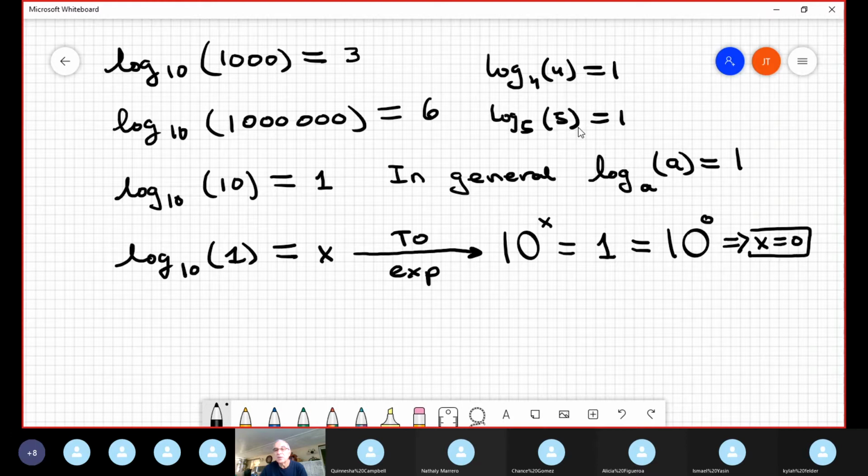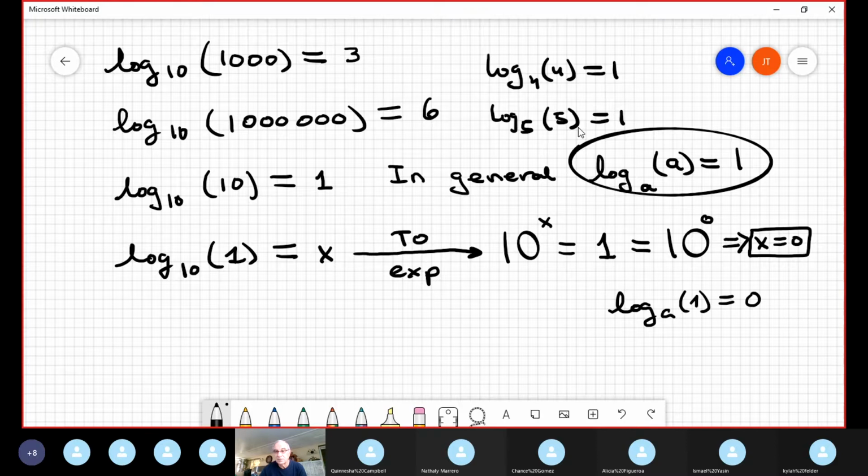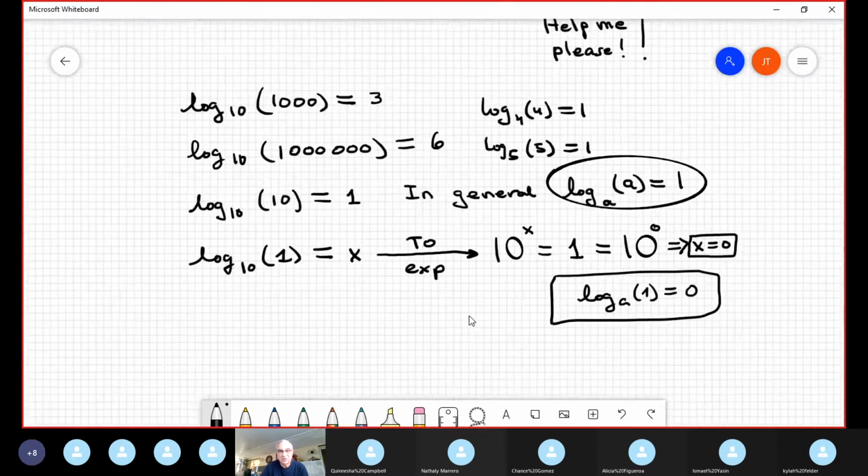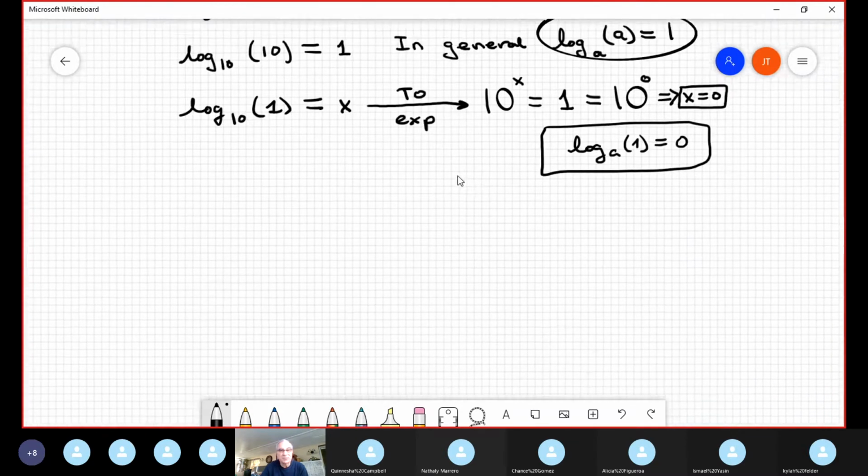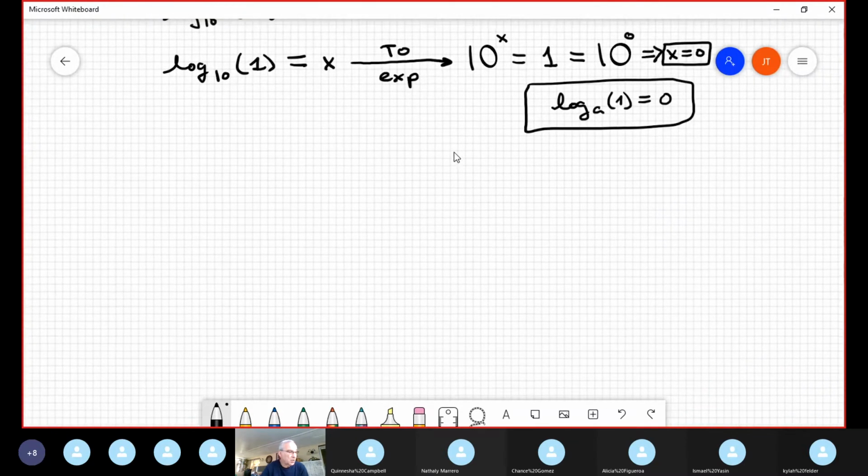Wow. This is another important property. This is a super important property. In general, logarithm base a, arbitrary, doesn't matter. I put 10 in this example, not necessarily 10. When the argument is 1, the logarithm is 0. Logarithm of 1 is always 0, regardless of the base. If the base is 10, or 100, or 1/2, it's 0. Okay. But I want to complicate this more.